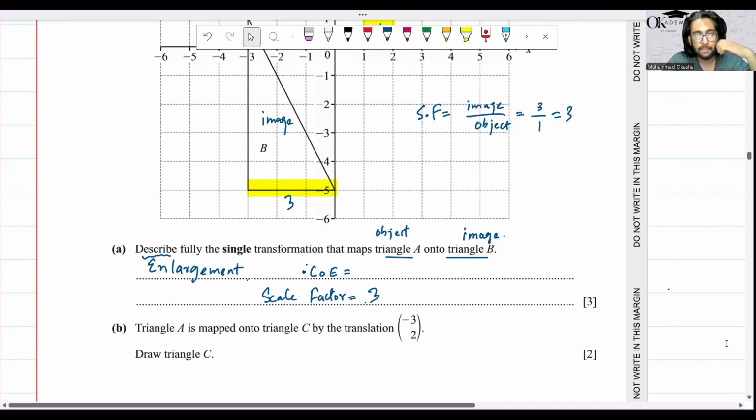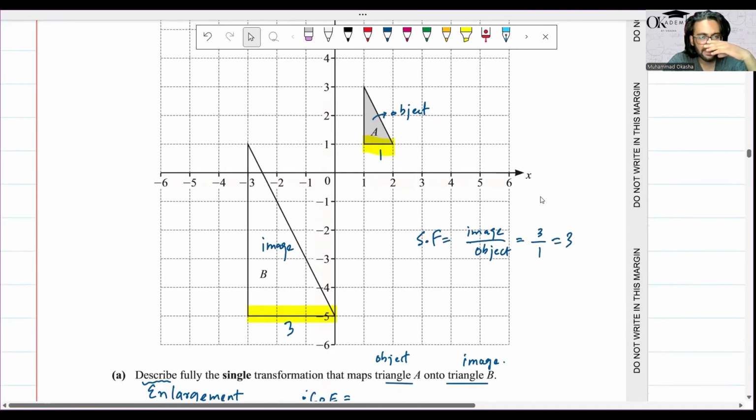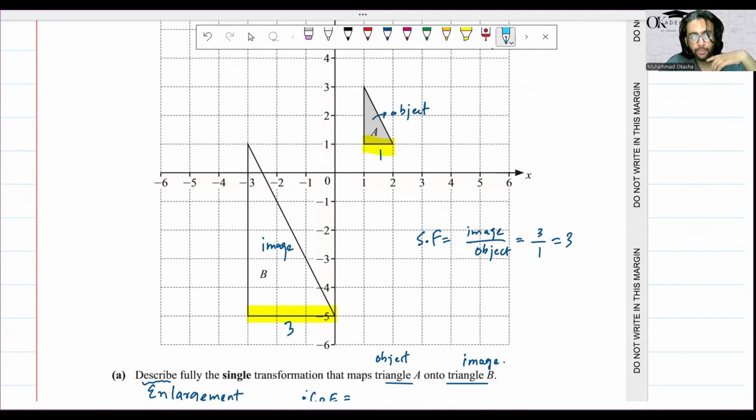Center of enlargement. How do we find the center of enlargement? You connect the corners, the vertices, and see where the lines connecting the vertices meet. What do I mean by that? This is what I mean. This vertex corresponds to this vertex, and this vertex, in a different color, corresponds to this vertex, right?